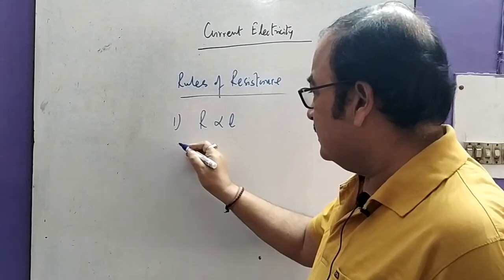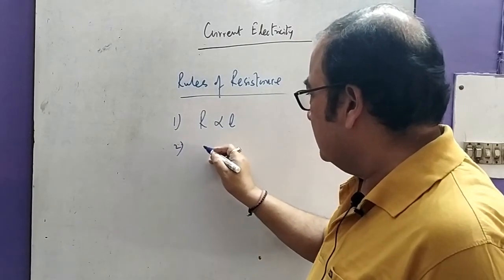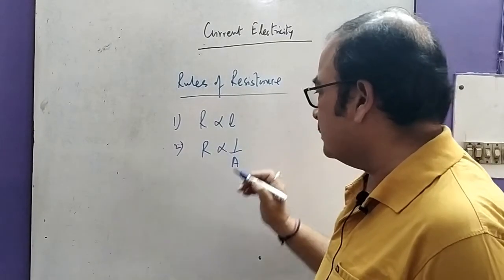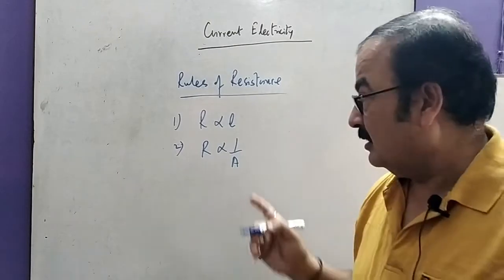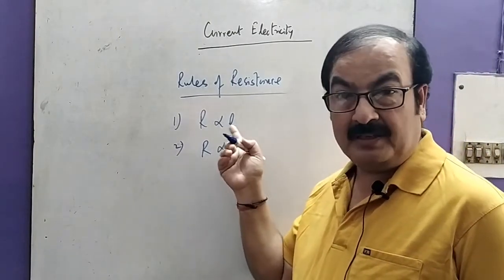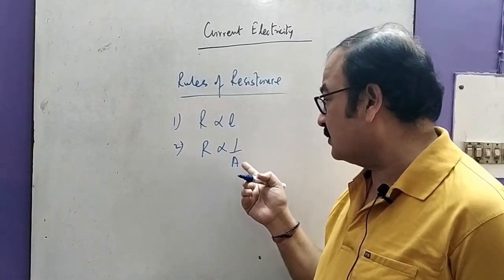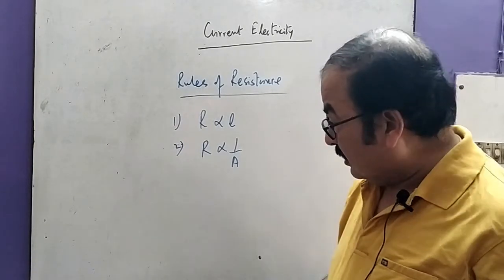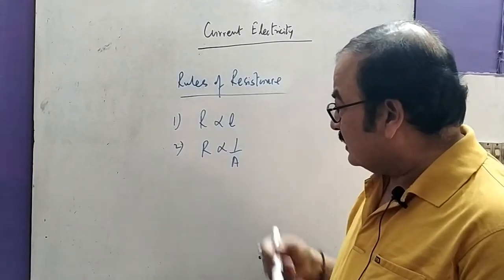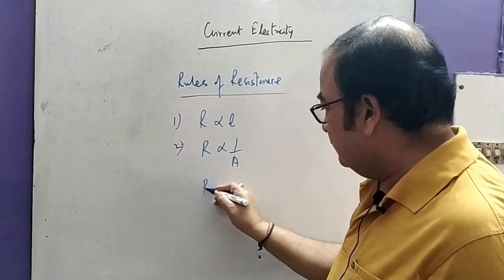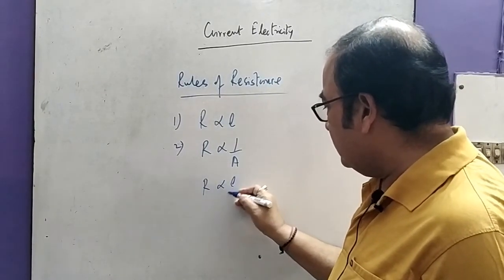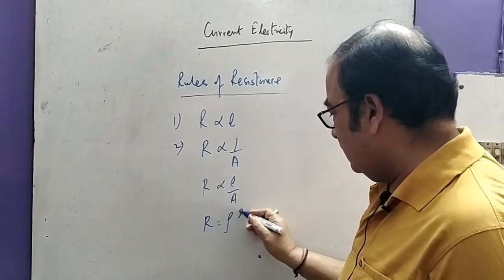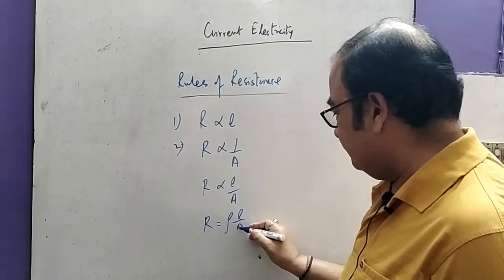Clear? And number two is resistance is inversely proportional to the cross-sectional area. Remember, one thing is the resistance proportional to L, other is resistance proportional to 1 by A. Two things are there. Now, if we combine them, then we write L by A, and we have a constant of proportionality rho: R equals rho L by A.